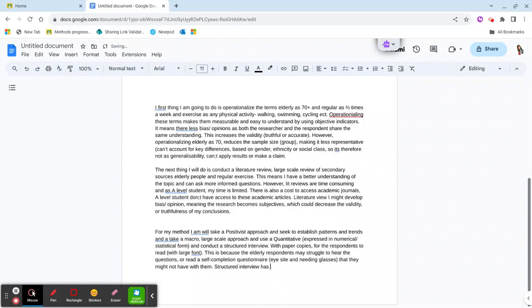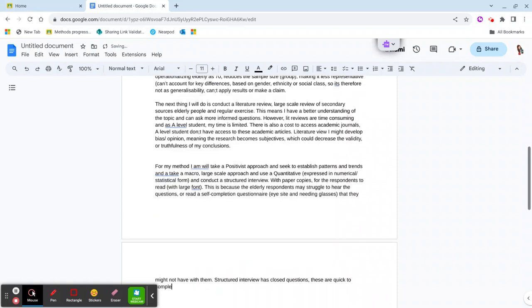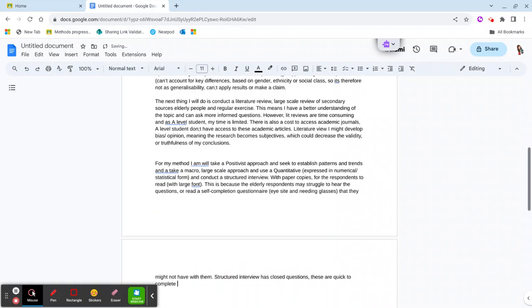has closed questions. These are quick to complete, and it increases the sample size. Closed questions are quick to complete, and it increases the sample size. This means the research can be more representative.